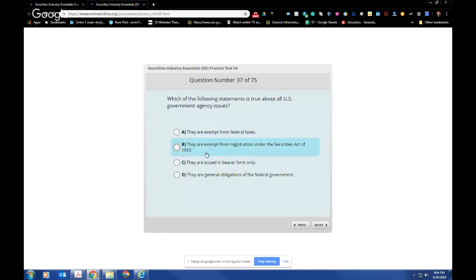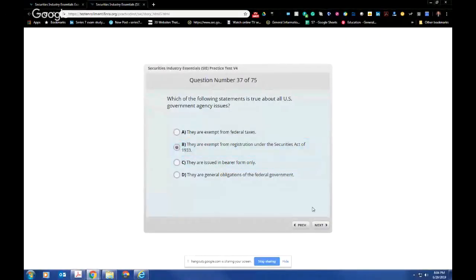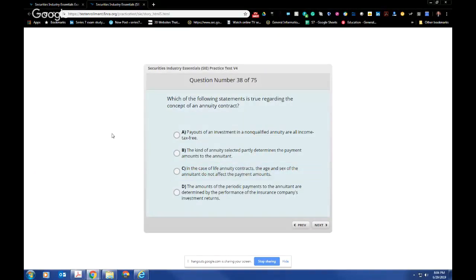They're exempt from registration, that's actually true. So the Act of 33 requires corporations to register their shares. So they're issued in bearer form? No, nobody does that anymore. And they're general obligations of the federal government? No, that would be the treasuries. So these are exempt from the Act of 33. I hope this is helping.